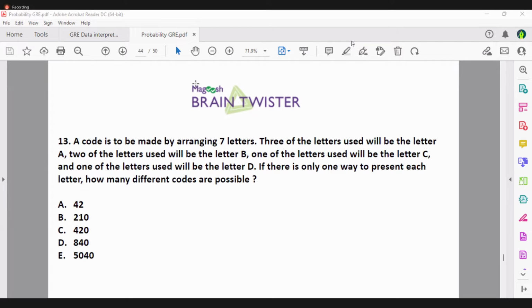Now, a code is to be made by arranging 7 letters. 3 of the letters used will be letter A, 2 of the letters used will be letter B, 1 of the letters being used will be letter C, and 1 of the letters used will be D. If there is only one way to present each letter, how many different codes are possible?